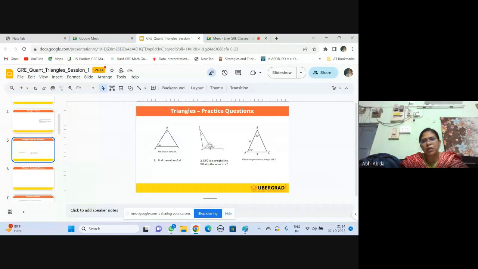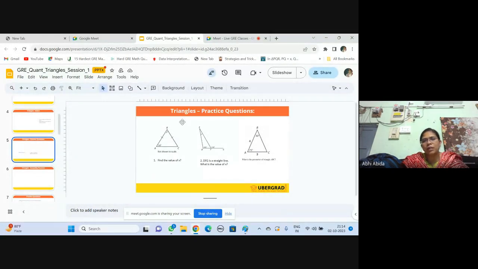So what is that exterior angle property? Exterior angle will always be equal to the sum of two interior angles. So here the exterior angle is given as 120 and the two interior angles are 100 and x. We can say that 100 plus x is equal to 120. Then the missing angle here will be 20.